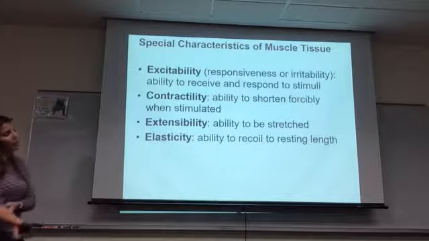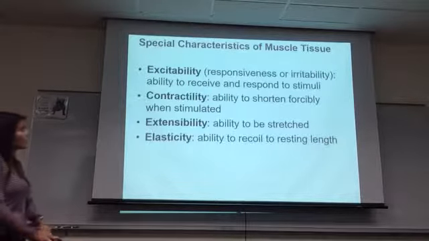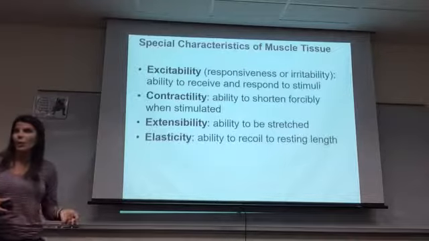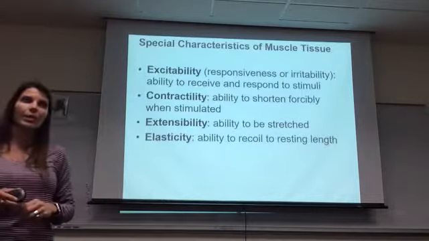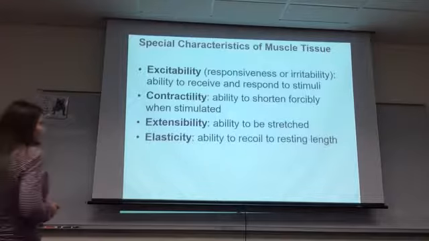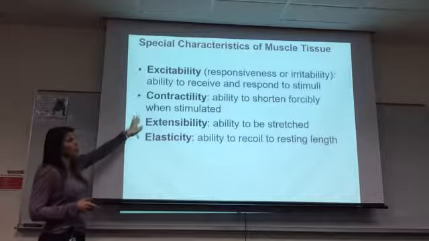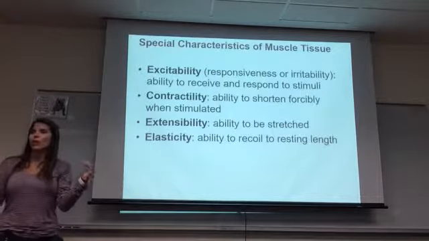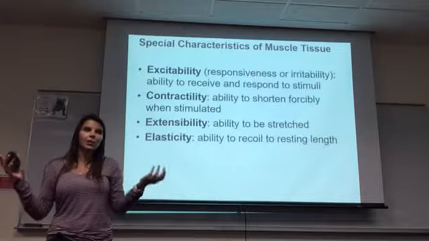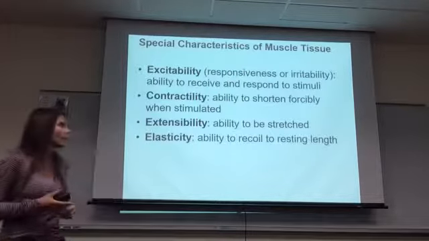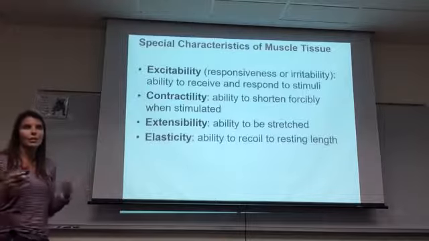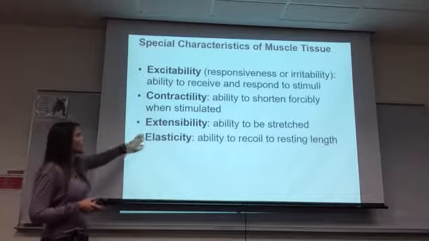Okay, special characteristics of muscle tissue. Muscle tissue has to be excitable, which means it has to respond to stimuli. That's what excitability means. So something tells it to do something and it does it. It needs to be able to contract. So muscles only contract. When they relax, it's the contraction being let go. Okay, so they don't force a relaxation. It's that the contraction has stopped.